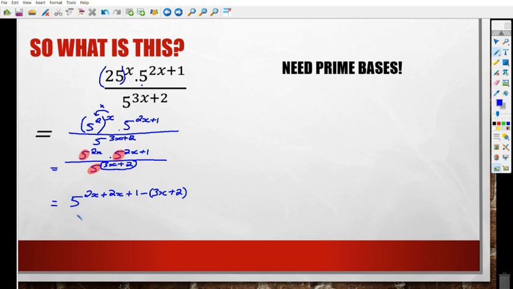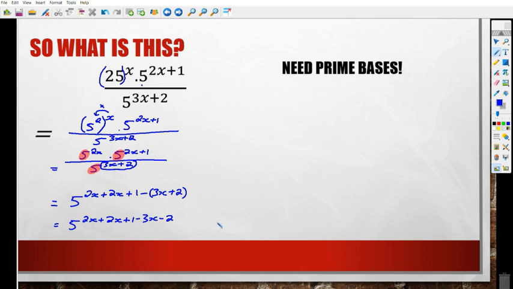And now let's simplify this. If I simplify this, we're going to have 2x plus 2x plus 1 minus 3x and minus 2. I can still simplify that exponent. Why? Because I've got like terms there. I've got my x's and I've got my numbers.